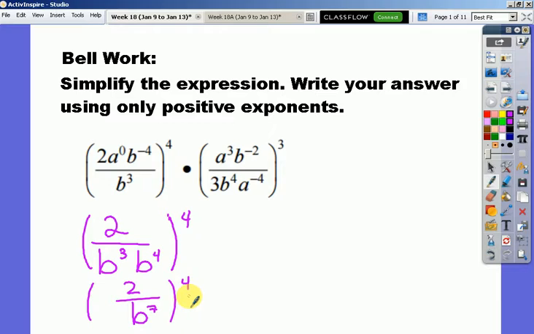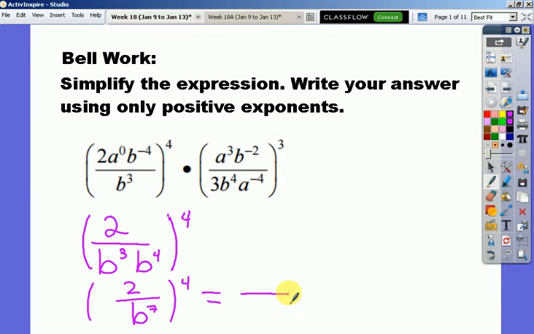Now, we want to be very careful. We're not distributing, right? Distributing means we're multiplying everything by 4. Are we distributing a 4? No, what are we doing? We're raising everything to the 4th power. Okay, that's the difference. So you want to make sure that words are important. They do mean something. They do matter.